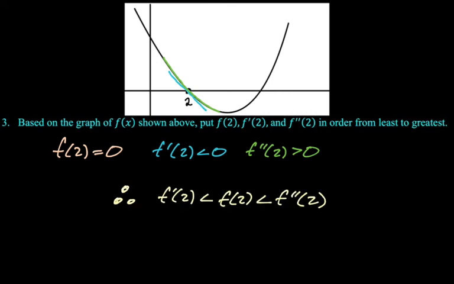So I'm going to say, therefore, f prime of 2, the negative one, is less than f of 2, the one that's 0, is less than f double prime of 2, the one that was positive. And that's from least to greatest. So just don't freak out. Just do the problem, right? You know how to do it. You just got to think about it. All right, let's do one more.